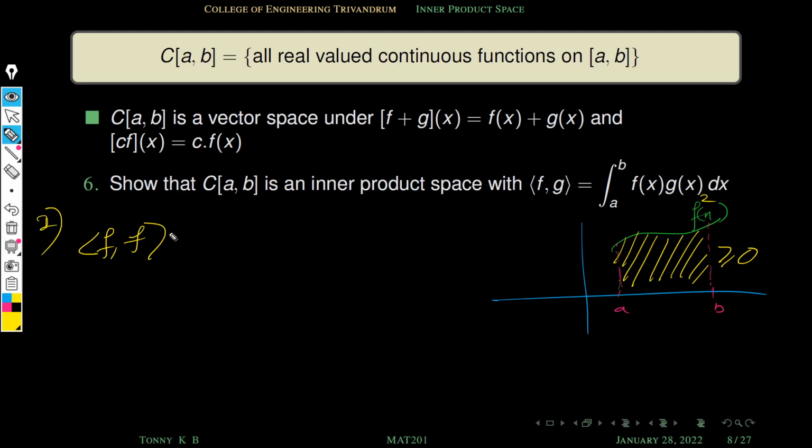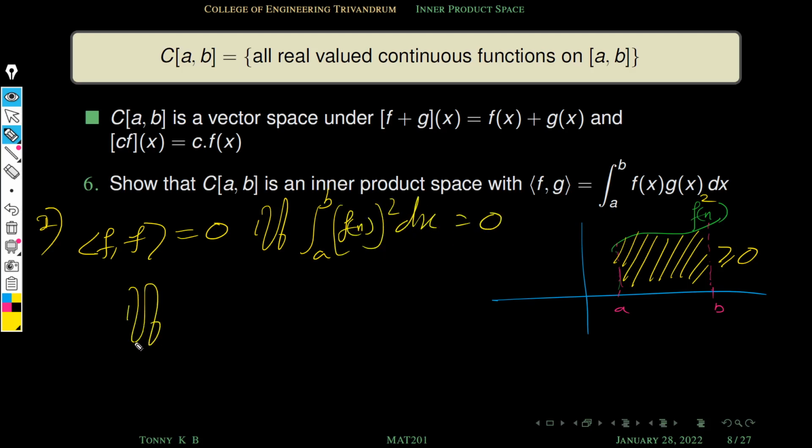Okay, what about the second property? Inner product of f, f equal to 0 if and only if f equal to 0. Inner product of f, f equal to 0 means, by the first case we know that this is equal to the integral from a to b of f of x square dx equal to 0. That is if and only if the integral from a to b of f of x square equal to 0.